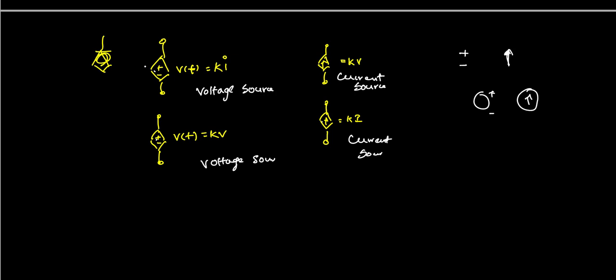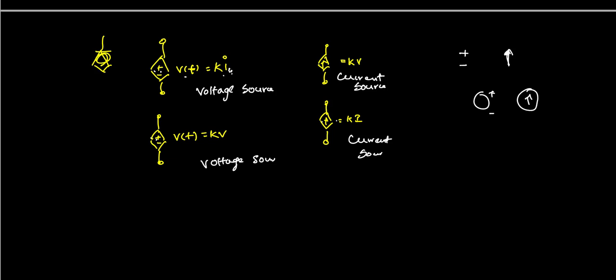So this voltage is a function of some value. This voltage source is a function of some value. Here, this voltage is a function of current. So this is current control. Only if we know this current value do we know this voltage value.